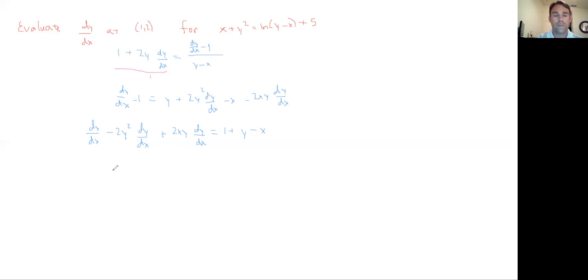Alrighty. So if I factor out my dy dx, I get 1 minus 2y squared plus 2xy all over 1 plus y minus x. And if we get the dy dx by itself, we end up with something looking kind of similar to this: 1 plus y minus x over 1 minus 2y squared plus 2xy.